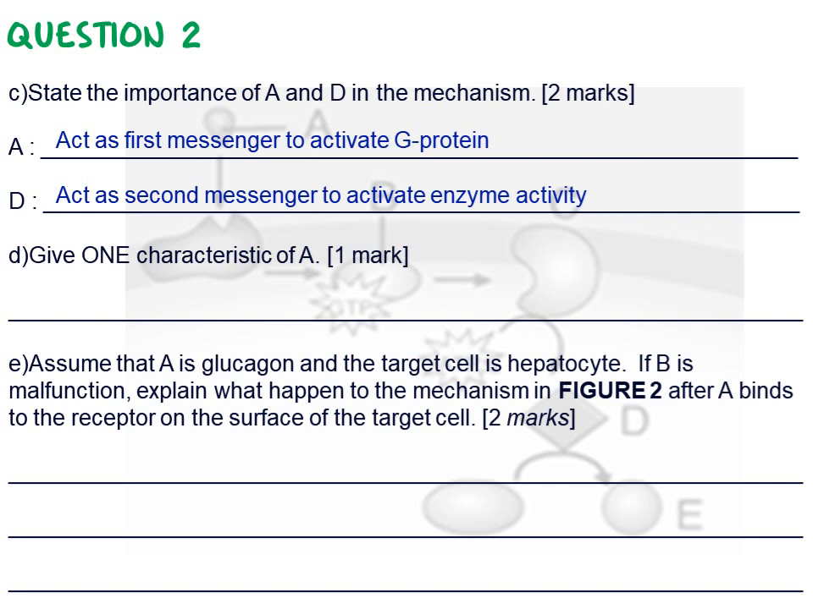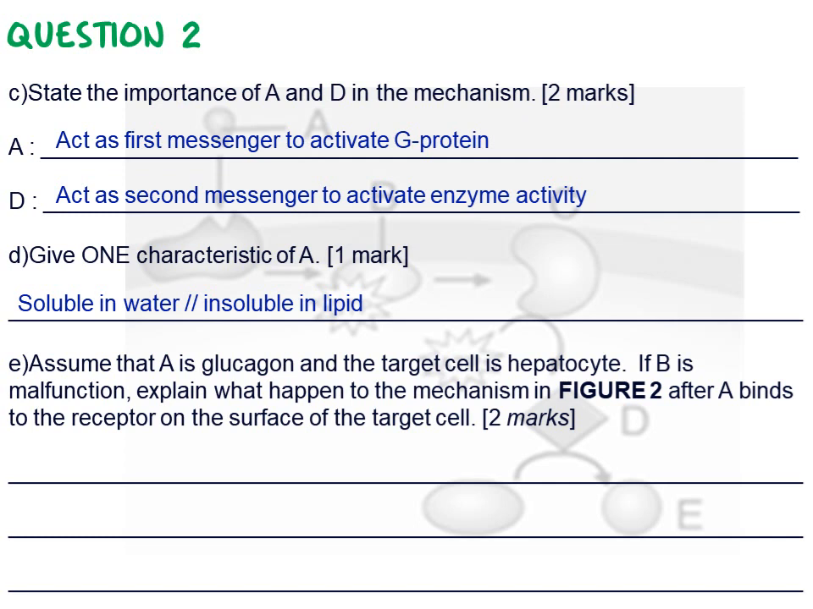What is the characteristic of A? Because A binds to the cell surface, A is insoluble in lipid or soluble in water. So choose one characteristic. You can answer as soluble in water or insoluble in lipid. Okay, next.